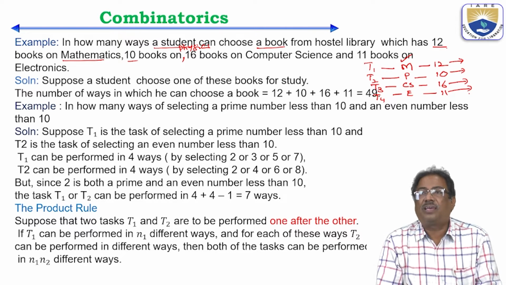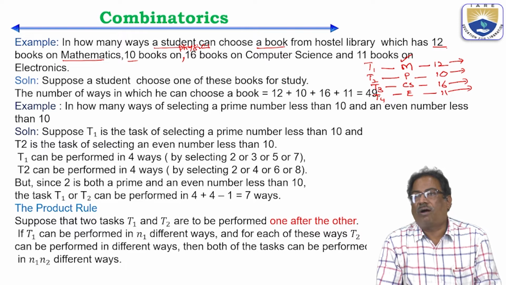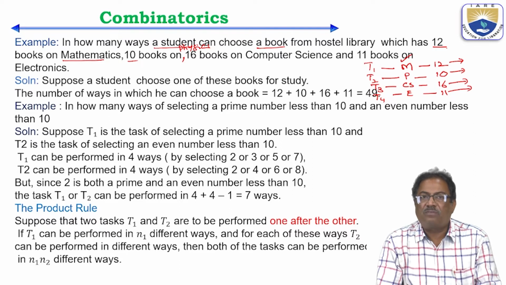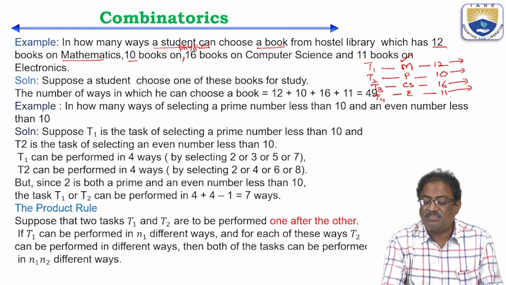Now we have to select any one of the books. So if there are k tasks, T1, T2 and so on, Tk, and each task is performed in n1, n2, n3 and so on, nk ways, then any one of the tasks can be performed in n1 plus n2 plus and so on, nk ways. So we are going to add all of them.